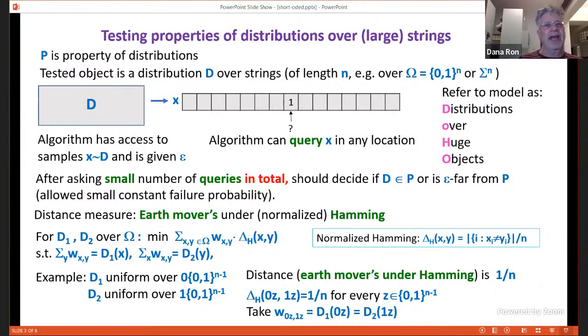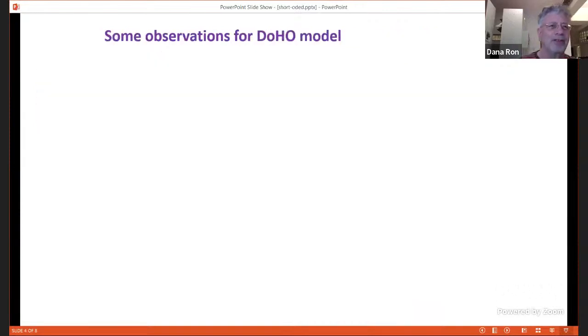So, in order not to say all the time "distribution over huge objects", and that's the name of our model, we call it the DoHO model, though I'll forget to pronounce it.